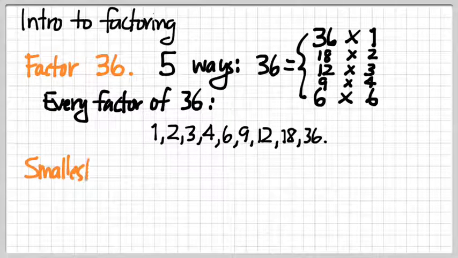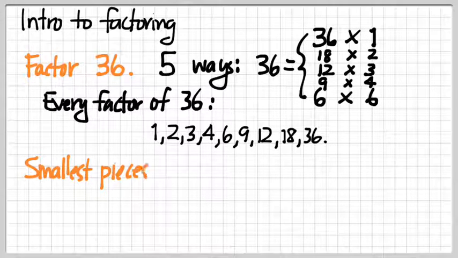So let's think about that for a second. Smallest pieces. In this list of factors of 36, which of the numbers have other factors of their own, can be broken down further? So we know 36 can be broken down further because it has a bunch of these other factors. How about 12? 12 can be broken down further. 12 is on this list because 4 and 3 are on this list, right? 18 is on this list because 9 and 2 are on this list.